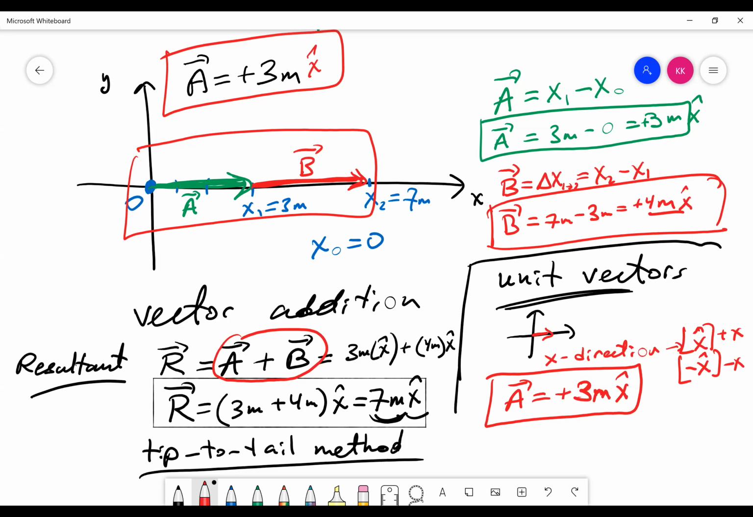Then the resultant vector always goes from your starting point to your end point. In this case, for example, this is my starting point, and this is my end point.